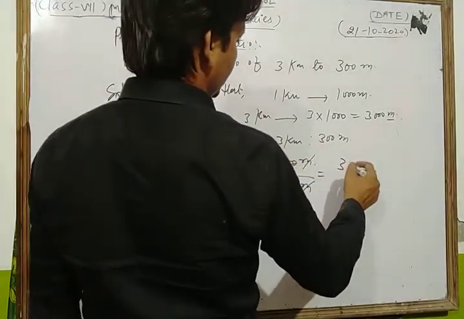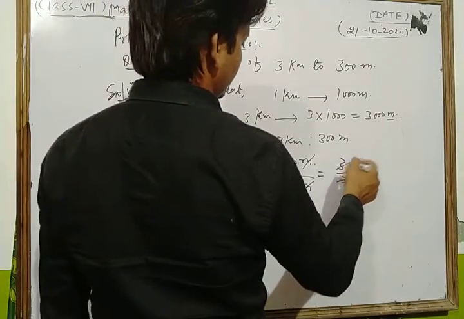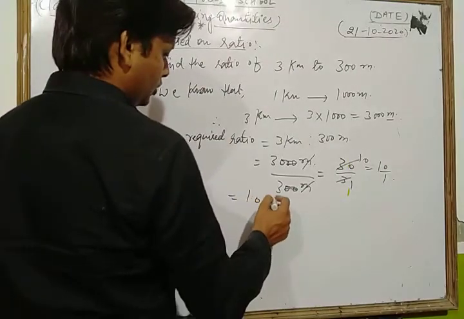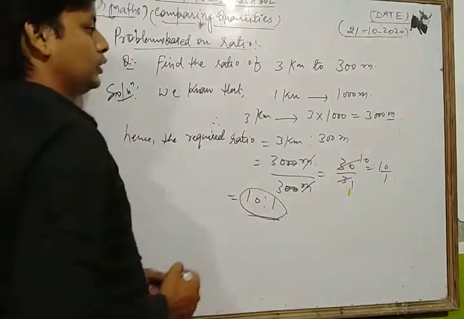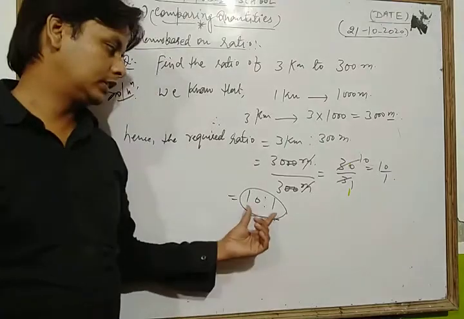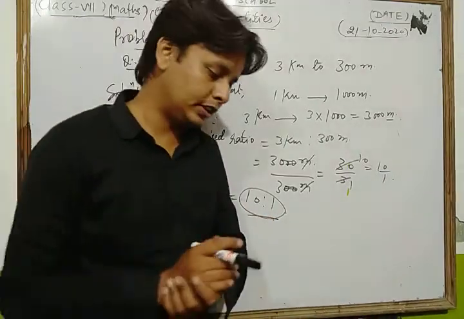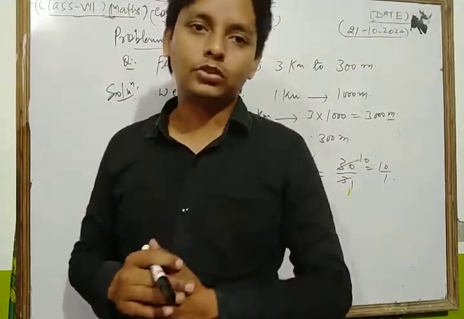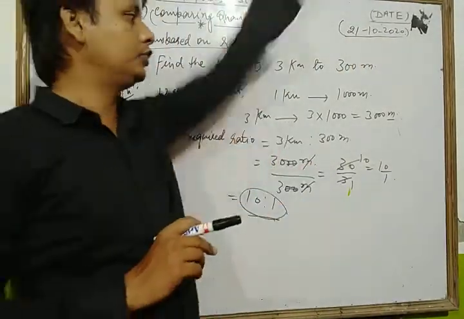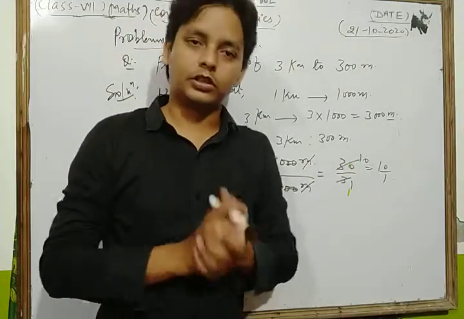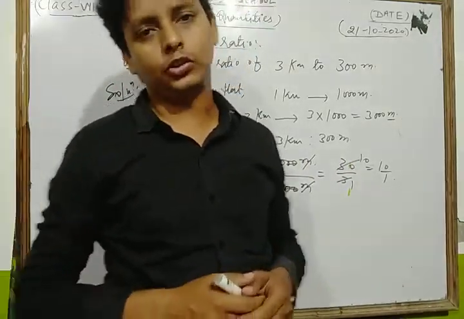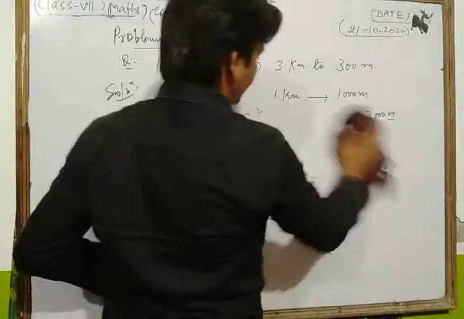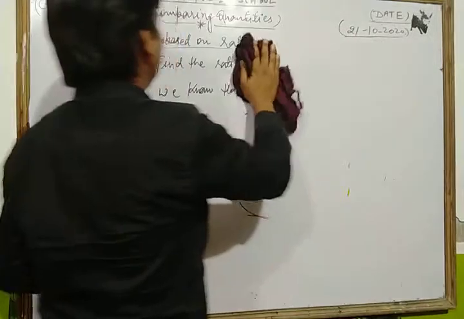So we get 30 upon 3. 3 ones are 3, 3 tens are 30. So 10 upon 1. So we can write the ratio 10 is to 1. Thus the required ratio is 10 to 1. Thus, dear students, in this way you can solve all the questions of your NCERT exercise based on ratio. In ratio, first of all you convert into the same units. After that you can find the ratio. So you can solve each and every question of your NCERT exercise based on ratio.